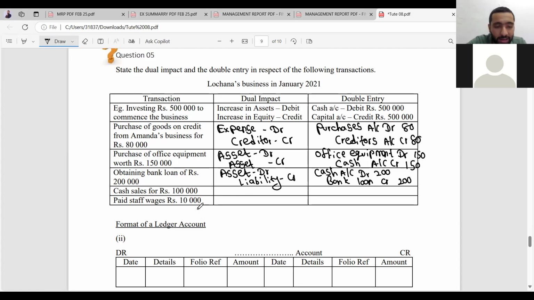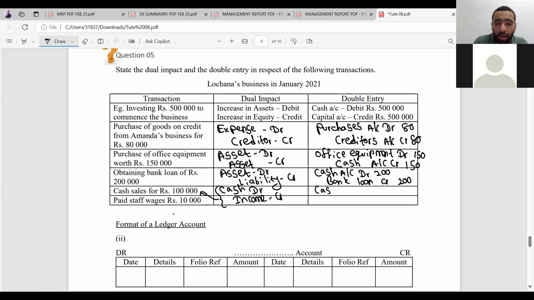Cash sales worth 100,000. Right? How to get the dual impact? Yes, cash goes up. Yes, very good, Ashini. Cash is debit, and what else is credit? Yes, your income is credit. Your income is credit, right? So this is what is happening in this. It's very easy, straightforward, right?